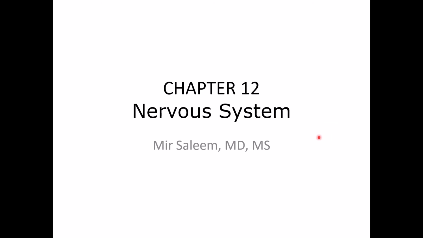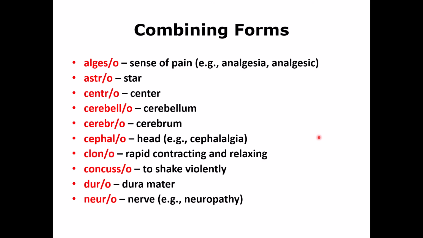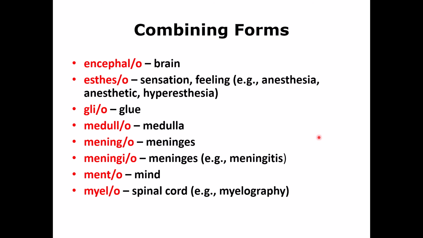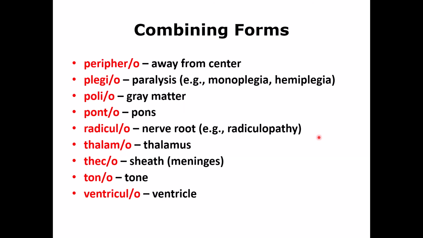Chapter 12 discusses two different systems. One is the nervous system, and the other part is the psychiatry section. So there are two different parts, and it's a little bit longer lecture. So you guys can read the terms later. I hope you studied this in advance.